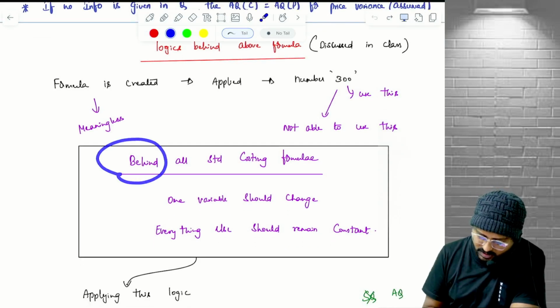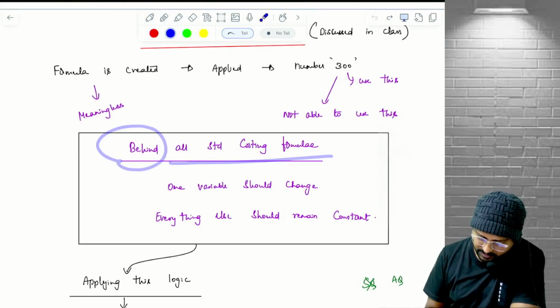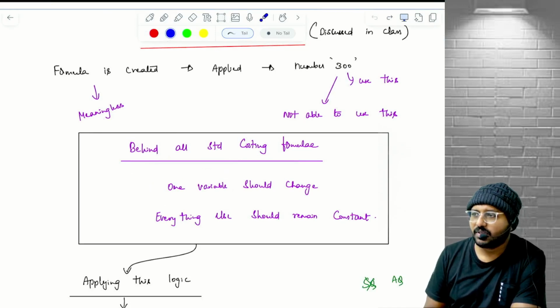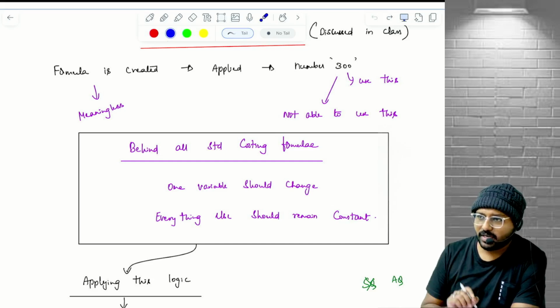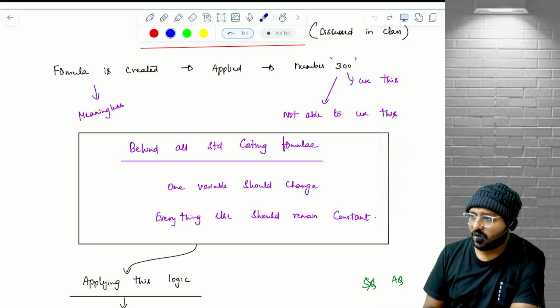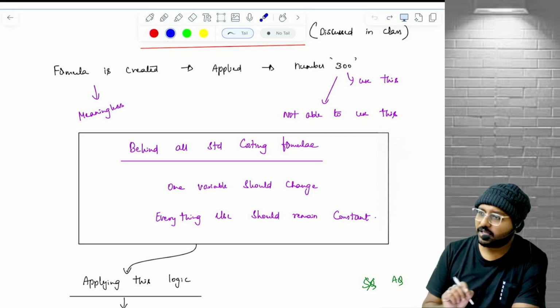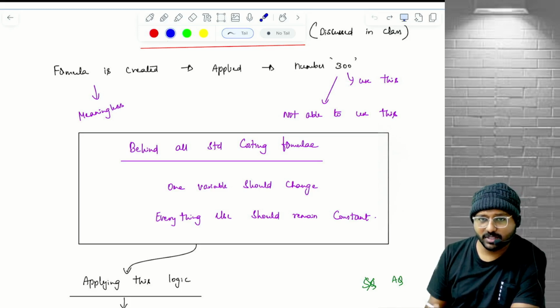So the basic logic behind all the standard costing formulas is, in any formula, there should be only one variable that should change. When I talk about price variance, what should change? Only price must change. Everything else should be constant. You got the point? Similarly, when I talk about usage variance, what should change? Only usage, which means the quantity must change. Everything else should be constant. Similarly, when I talk about mix variance, only mix must change and everything else should be constant. Similarly, when I talk about yield variance, only yield must change and everything else must be constant.